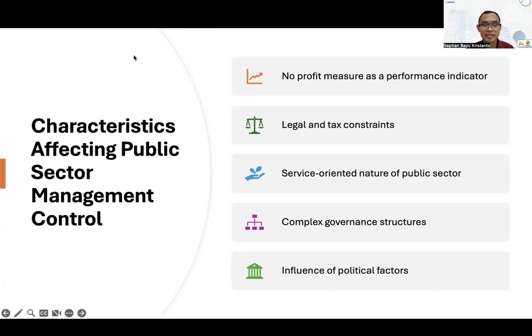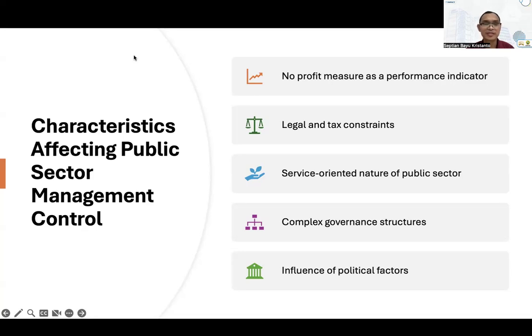The next characteristic is about complex structures, especially for governments, because they have bureaucracy and different layers to mandate some objectives or the aim of the organizations, starting from the head of the leader until the staff.